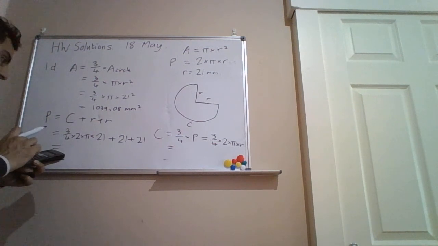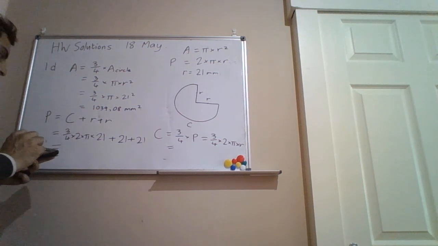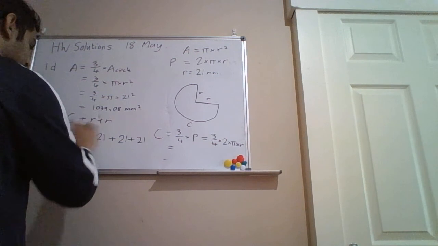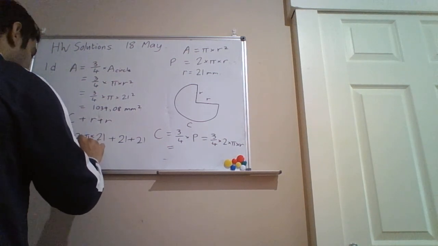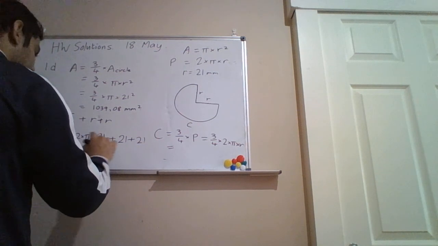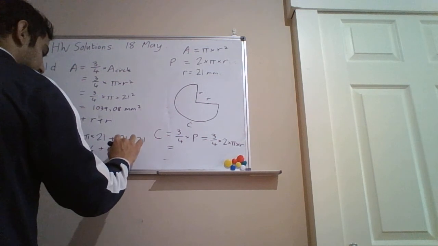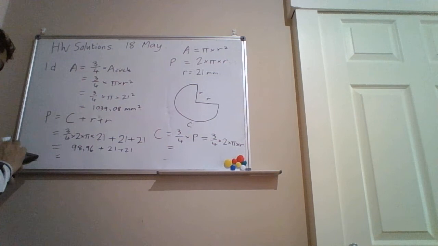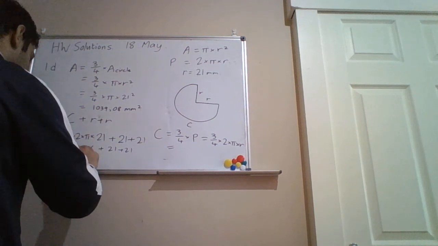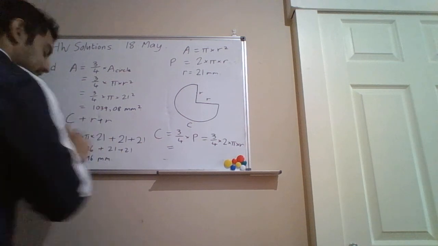So this comes out to 21 times 2 times 0.75 times pi. So the value for C that I get is 98,96, and then plus 21 plus 21, it's 140,96, and our unit is millimeters.